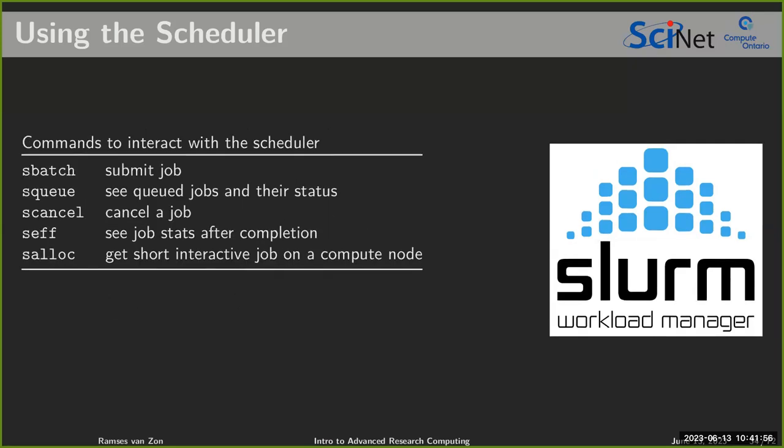So sbatch is the command you will use to give a job script to the scheduler. squeue, we already saw that, shows you the queued jobs and their status. squeue dash dash me, for instance, gives you just your jobs. If you're going to cancel a job because you made a mistake or it's gone far enough, scancel with a job ID. So if you noticed, when you typed sbatch, it gave a number. That's called a job ID. And with a job ID, you can cancel the job.